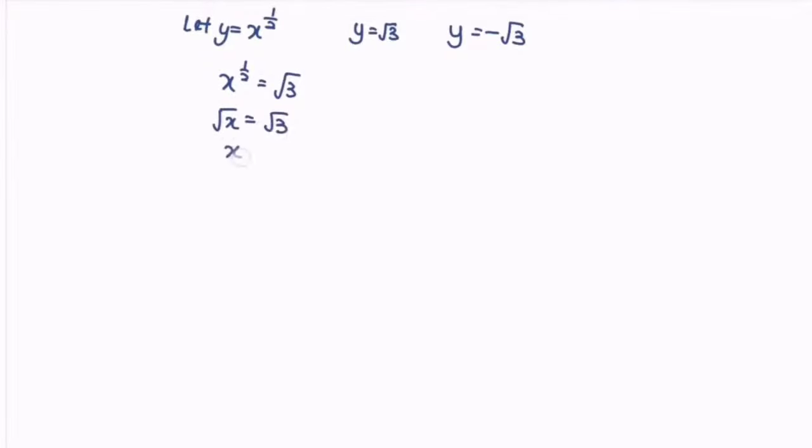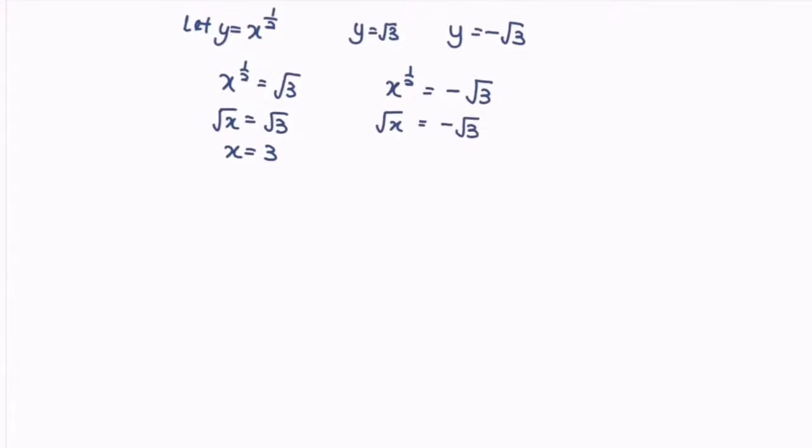So previously we already let the situation y equals x to the power 1 over 2. In here, x to the power 1 over 2 equals the square root of 3. Kindly compare the situation: square root of x equals square root of 3. So the value of x is equal to 3. Next, we will have x to the power 1 over 2 equals negative square root of 3.